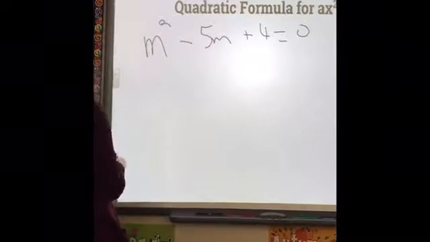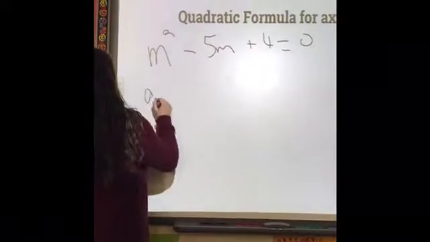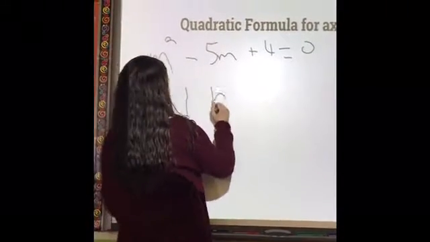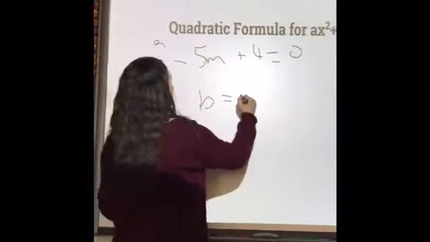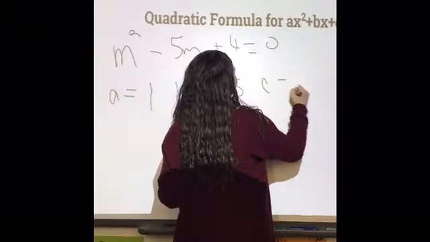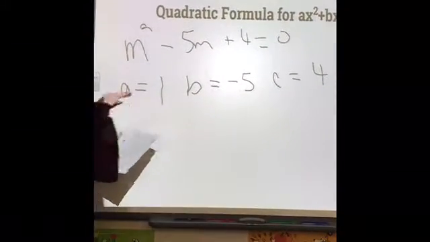So the first thing we're going to do is get a, b, and c. So a equals 1 because it's this value, and b equals negative 5, and then c equals 4. Okay, so now we're just going to plug these values into the quadratic formula.